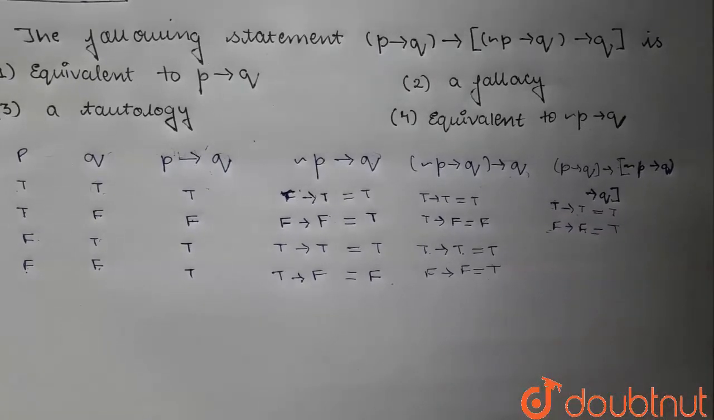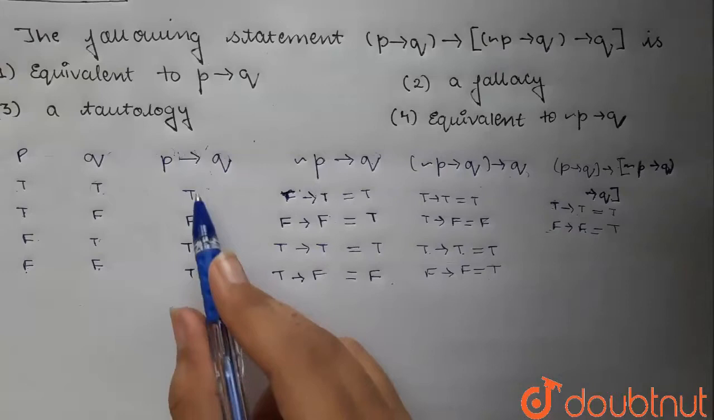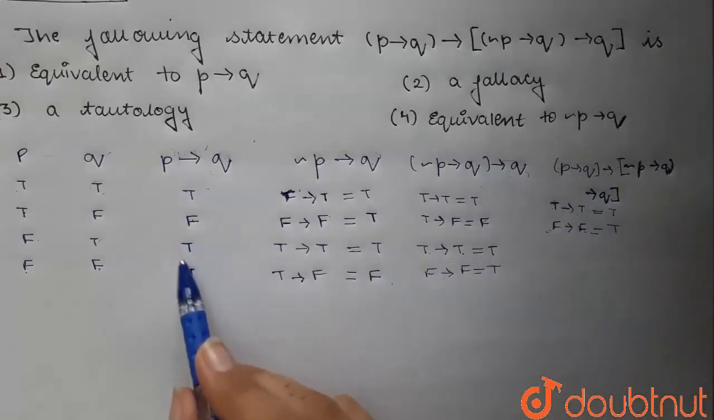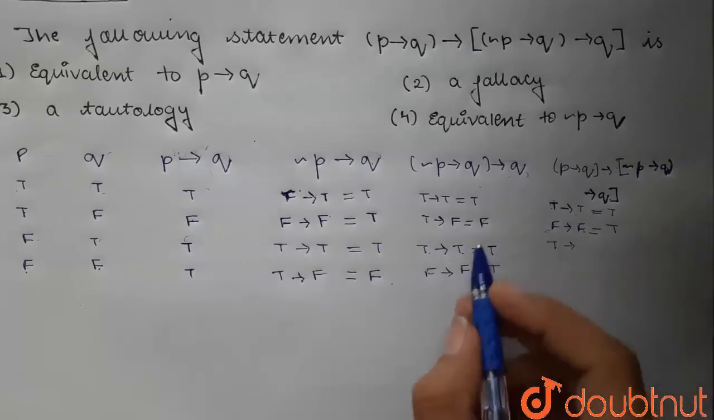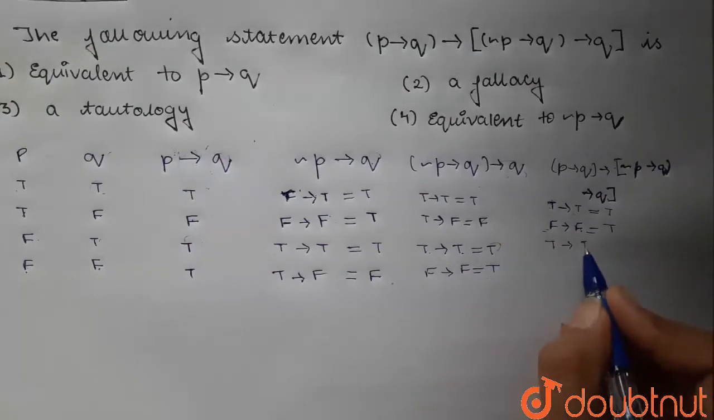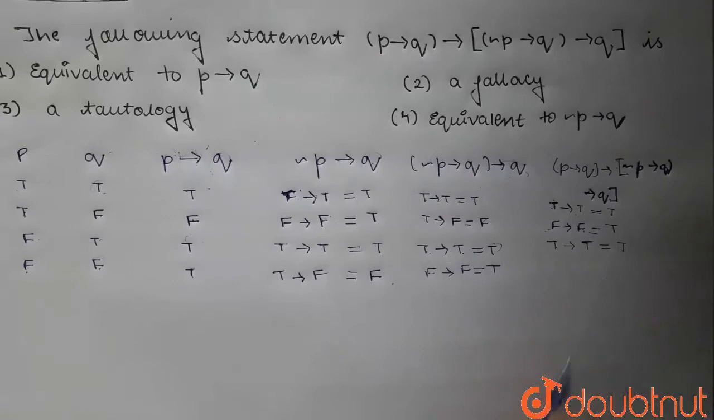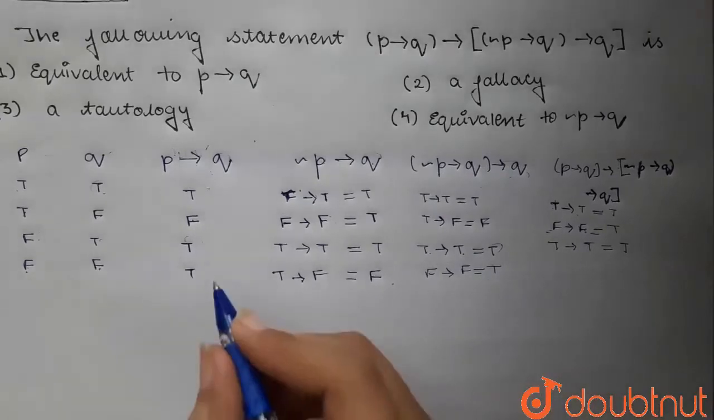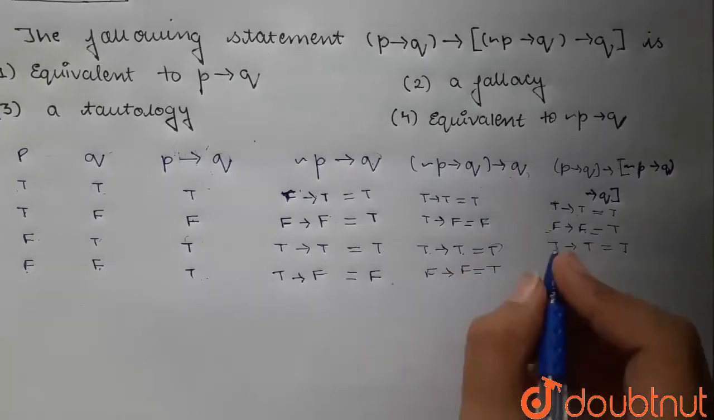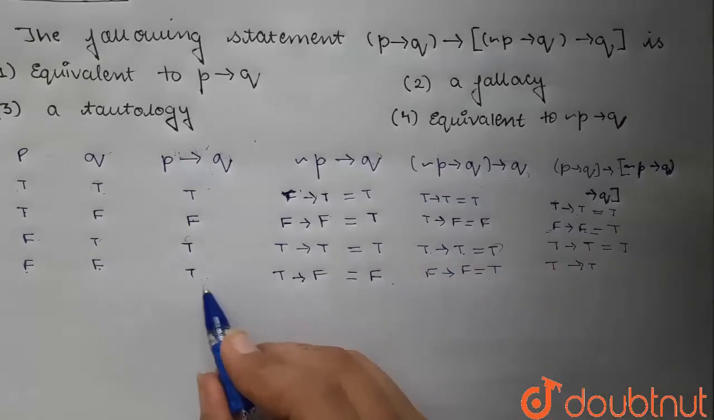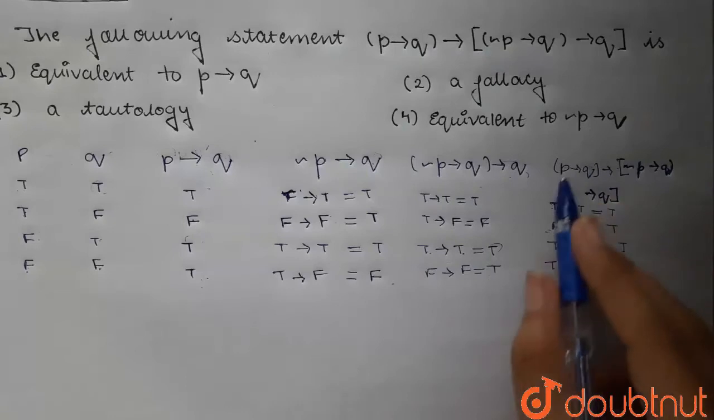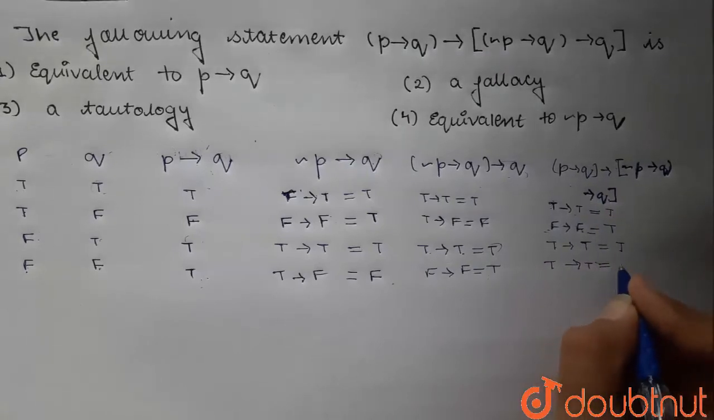And the next statement: P implies Q is true, so we write true implies true, which is true only. Similarly here also true is implicated with true. This one is implicated with this, so we again get true.